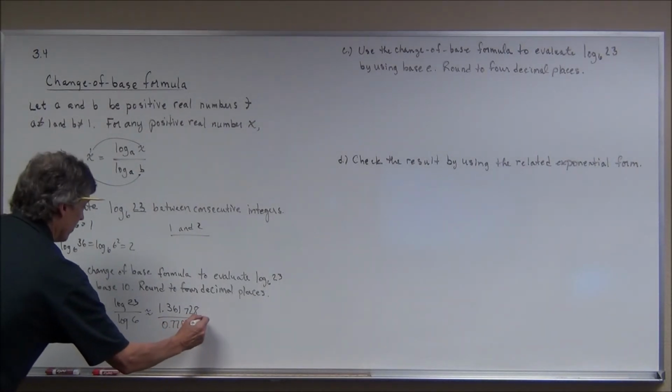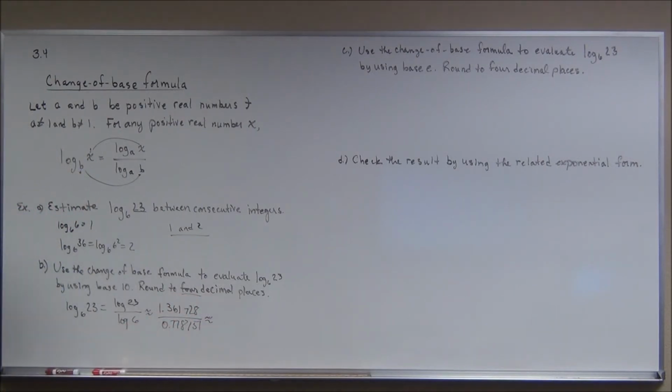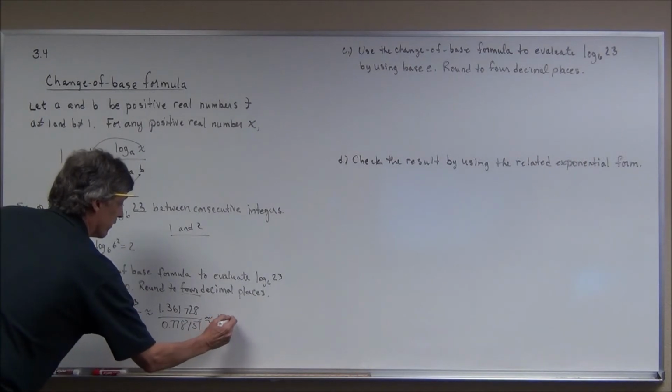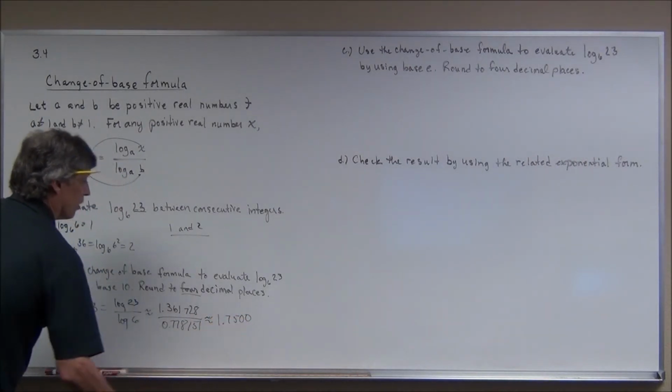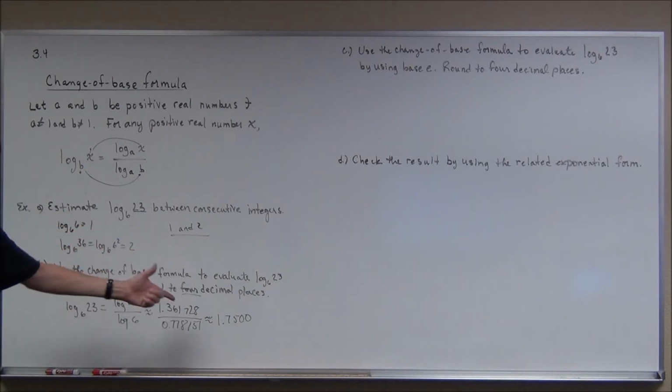The denominator, the log base 10 of 6, is approximately 0.778151. And then if I take this a little bit further and round to 4 decimal places, I end up with 1.7500. So it's pretty close to 1.75. It wouldn't be exactly that, and that would be my approximation, and that is between 1 and 2. So that's at least a proper looking answer.